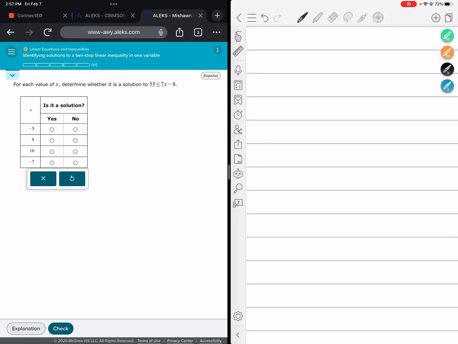Okay, so we want to identify if any of the values in the table are part of our solution. And so we have two different ways we can do that. The first way is you can plug in the number. So I could say, okay, is 55 less than or equal to 7 times negative 5 minus 8, which when I check that, I see that 55 is less than or equal to negative 43, which that's just not a true statement. So that one is no.